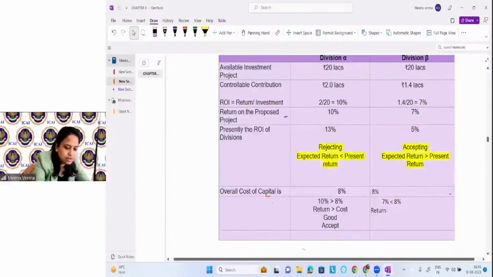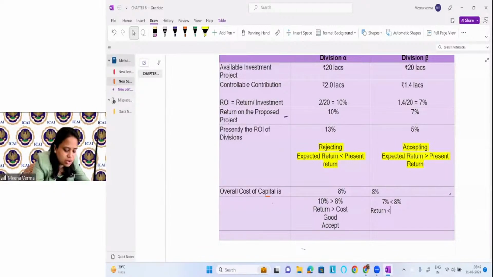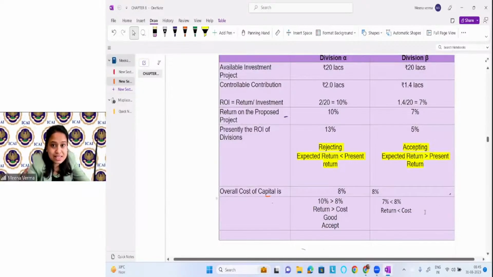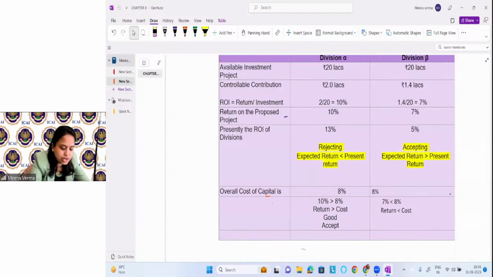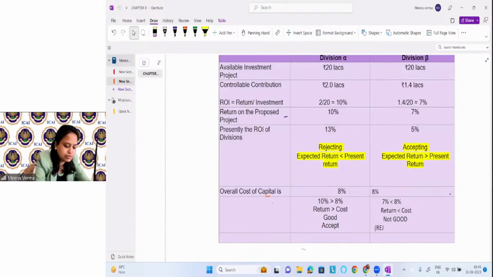A return is less than the cost. The cost of the company is this, right? So here the return is less than cost, but still the company is accepting it. It is not good, right? Not good, actually. The company should reject it. Instead of rejecting it, the company is accepting it, which is not good, right?